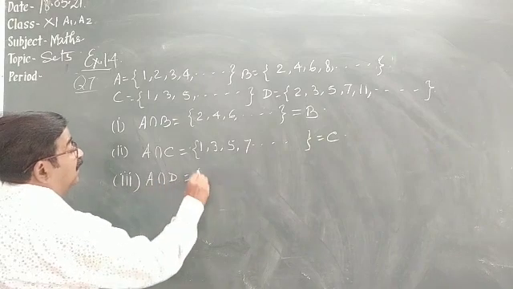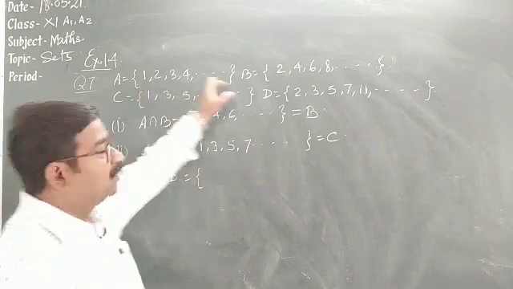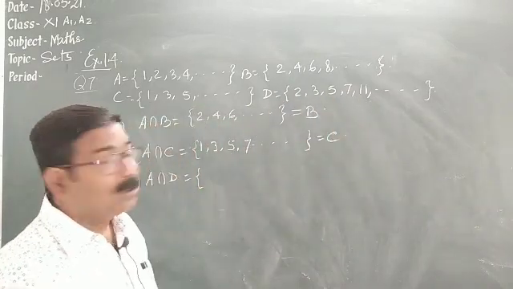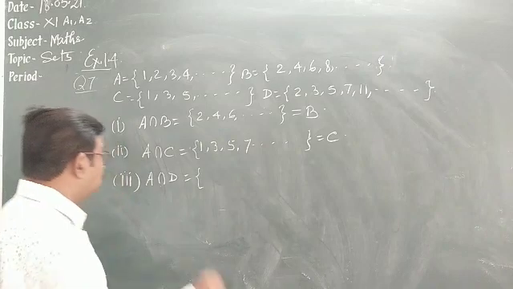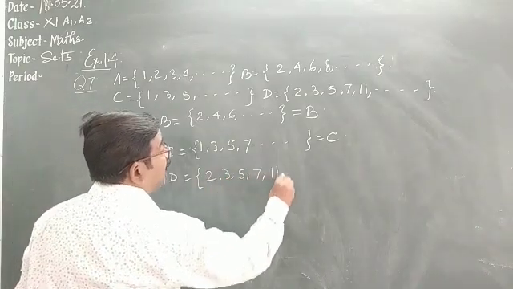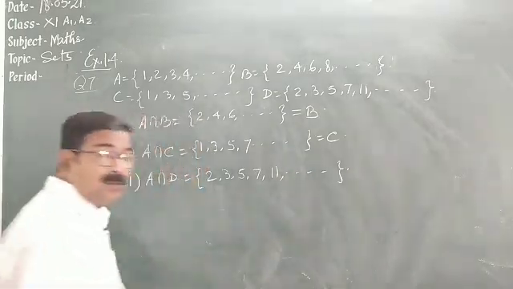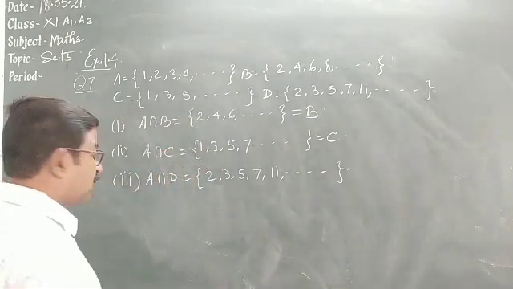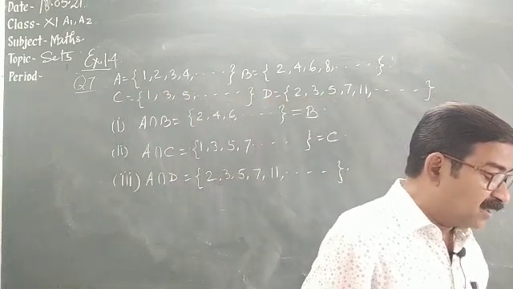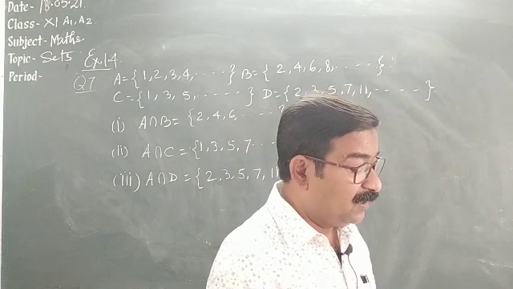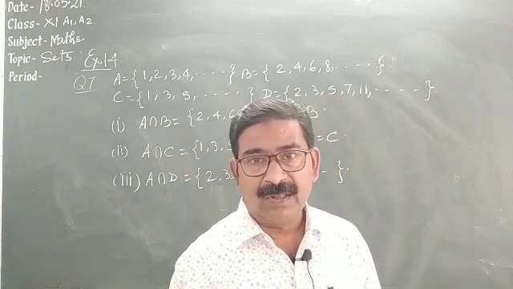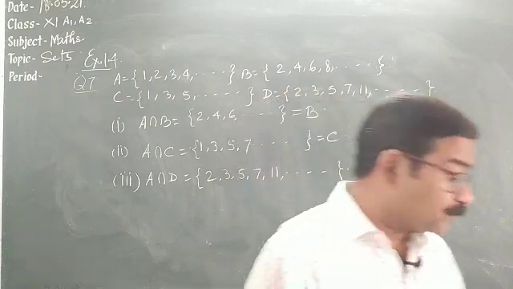Now similarly we have to find A intersection D. In A we have all natural numbers. In D we have prime numbers. So what is common? All prime numbers are common. So we have 2, 3, 5, 7, 11 and so on. So it is A intersection D. Similarly, you can find B intersection C, B intersection D, and all the other parts yourself.